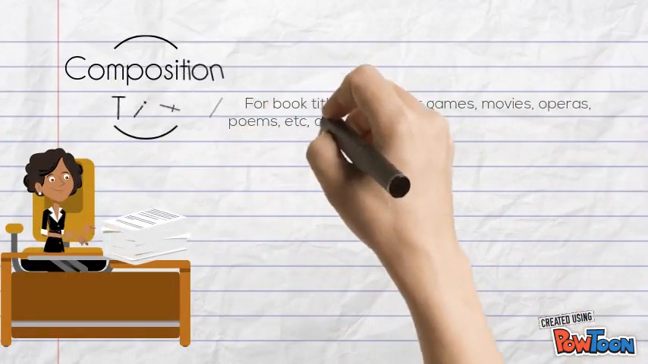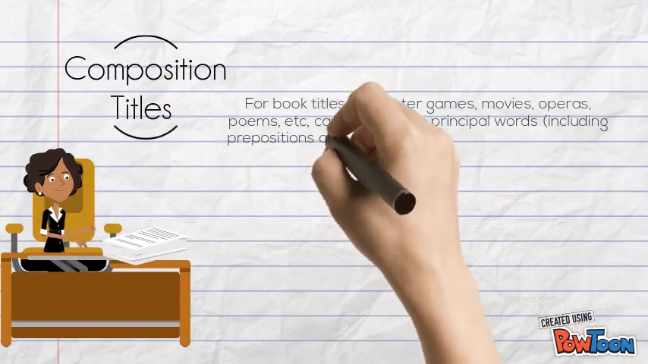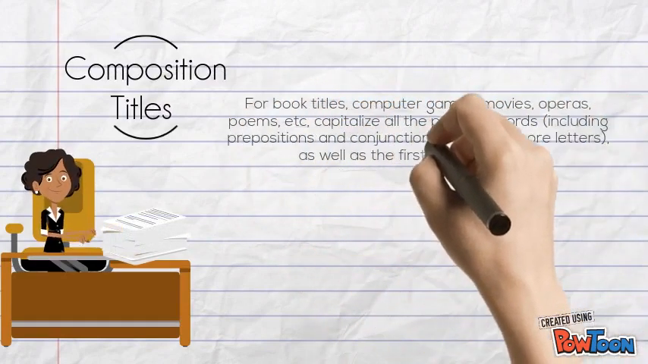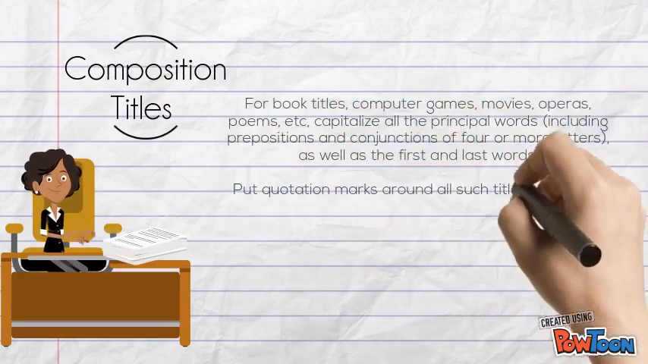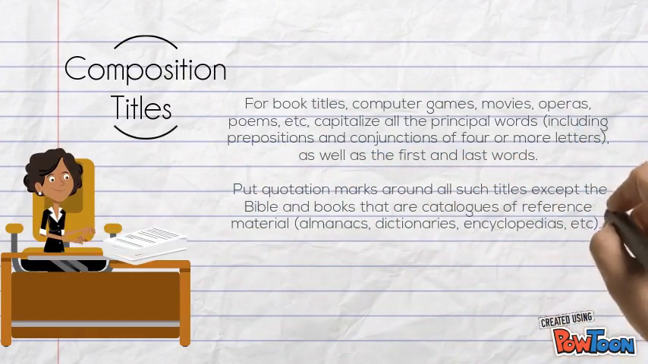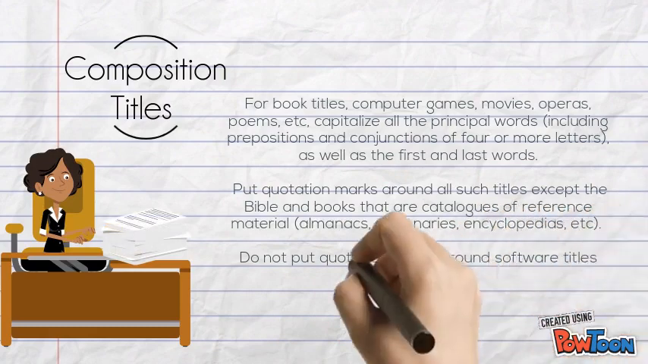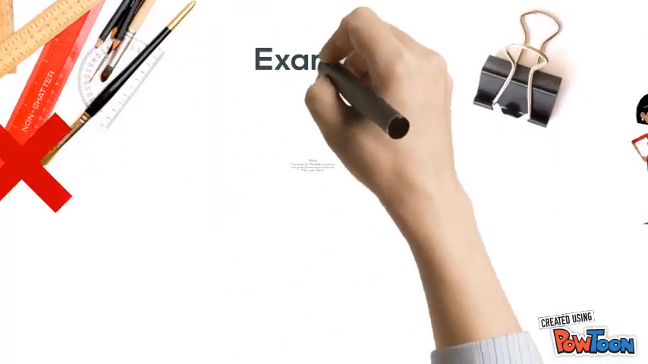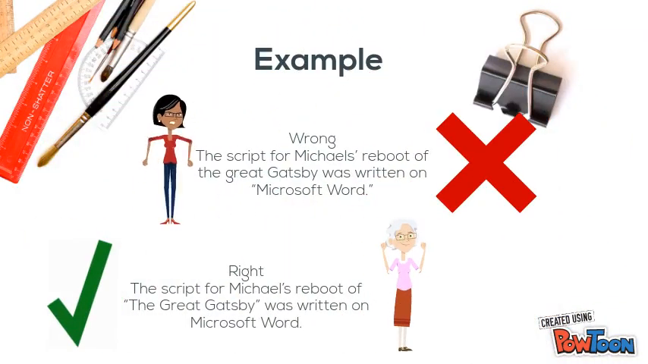McCarthy. Composition titles. For book titles, computer games, movies, operas, poems, etc., capitalize all the principal words as well as the first and last words. Put quotation marks around all such titles except the Bible and books that are catalogs of reference material. Do not put quotation marks around software titles such as Microsoft Word. The proper way to write this sentence would be to put quotation marks around The Great Gatsby and to not put quotation marks around Microsoft Word.